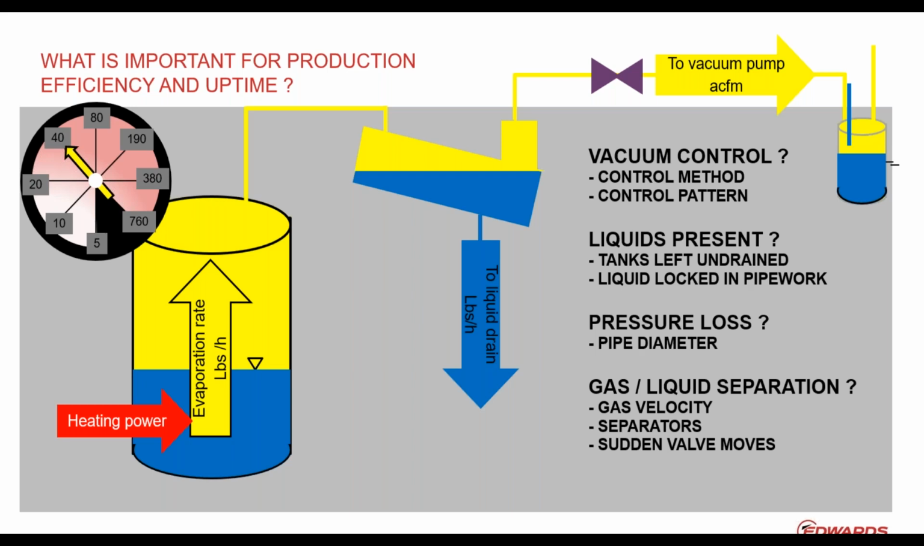Pressure loss, pipe diameter, again, becomes important below 20 torr, but then it is an effect that is exponential. So if you go to 10 torr or 5 torr or 1 torr, you suddenly see that pressure loss effect that I was explaining as your major impediment to get to that place. Gas liquid separation is always a good idea. Gas velocity, look into separators, and make sure your valves are not moving suddenly.